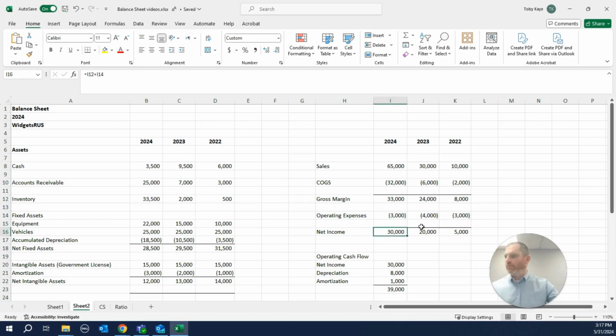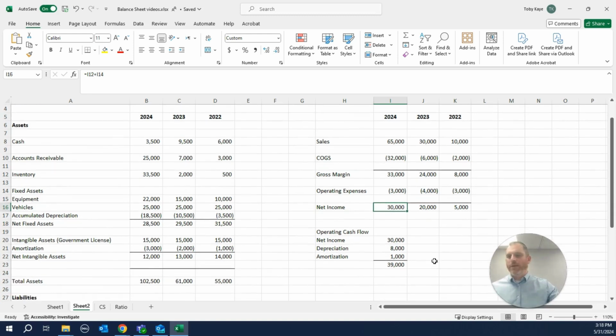We see over here in 2024 they earned $30,000 in net income, and yet their cash went down by $6,000. So where'd that cash go? Well, the first step is that we have to understand that the net income doesn't always represent real cash flow. So in order to get to a better indicator of cash flow, we need the operating cash flow. So we will add back some of those deductions that we took that weren't really cash items.